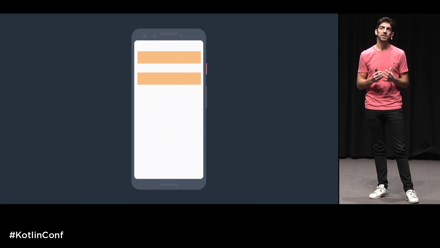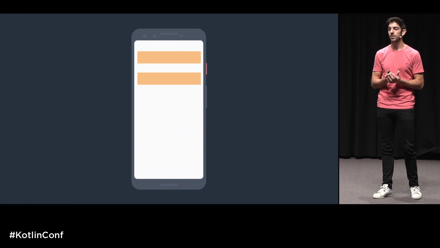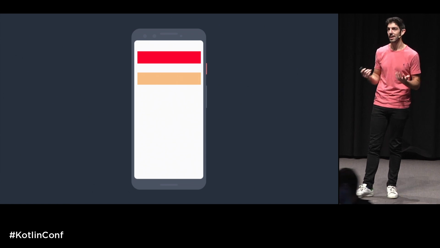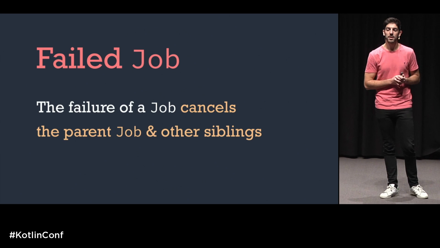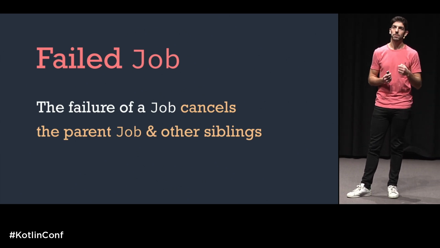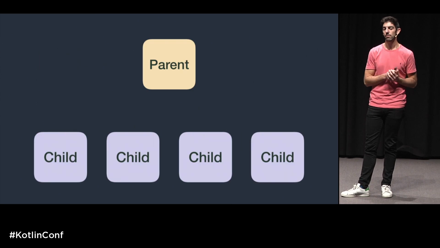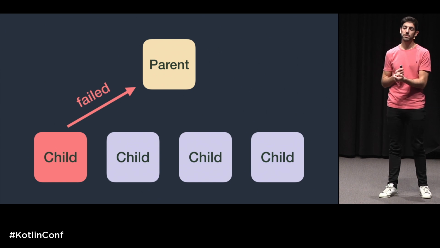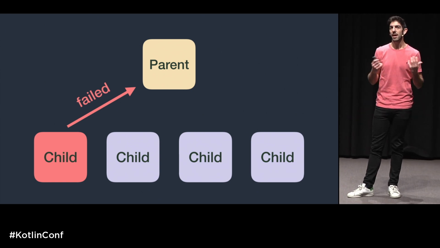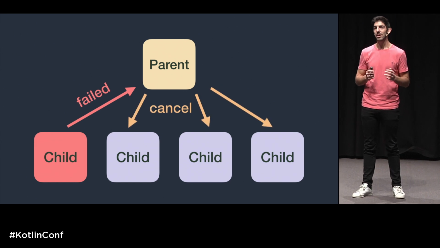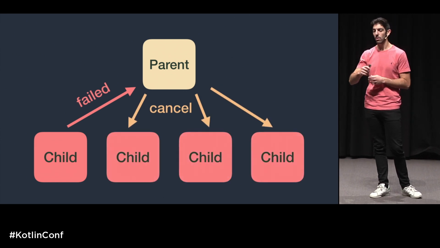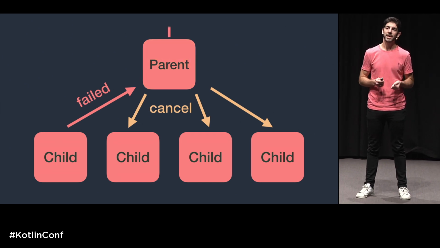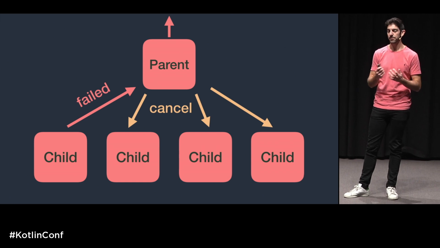So imagine that we are in the situation that we were in before, but for some reason, the first computation that we are running fails. So how is that going to work? How is that going to happen and affect the hierarchy? The failure of a job is going to cancel the parent job and other siblings. So if we see this, we can say here that the child is going to notify its parent that it failed for some reason. And the parent is going to say, OK, now I'm going to propagate cancellation down, so all the rest of the children are going to be canceled. It's going to cancel itself, and then it's going to propagate cancellation up to the parents.